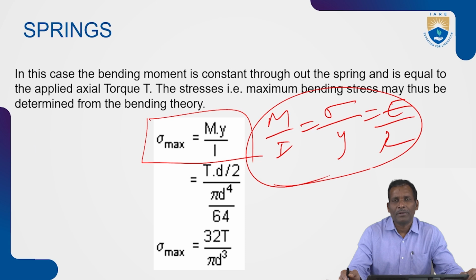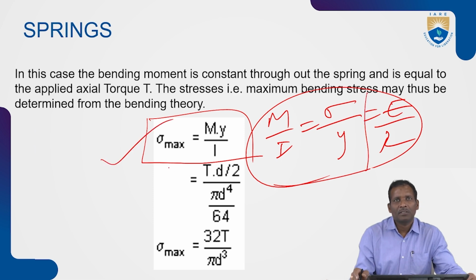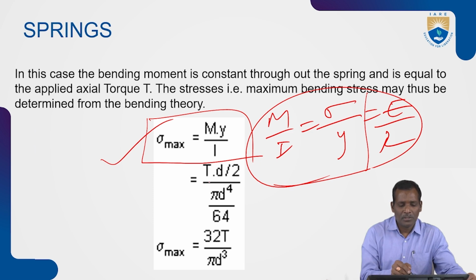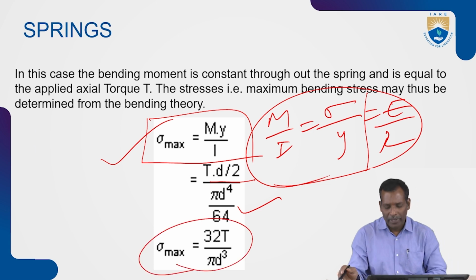So already we have derived this. Now write down this equation. Take these two terms written in this form, sigma max is equal to M y by I. So M is T, y is d by 2, and I is pi d to the power of 4 by 64. The sigma max is equal to 32 T by pi d cube.